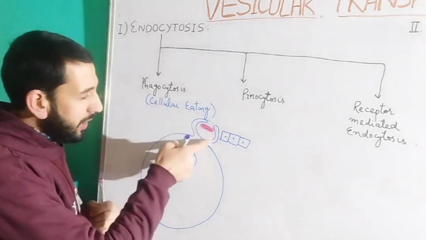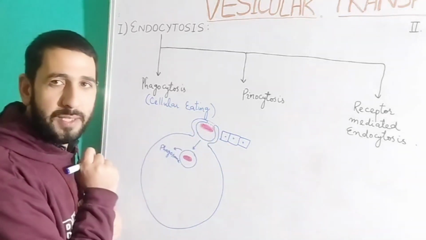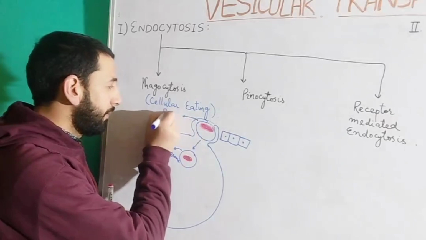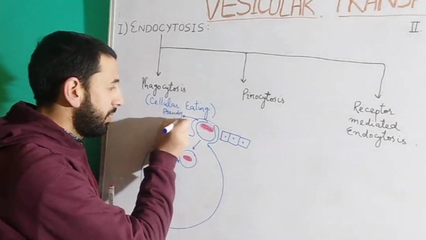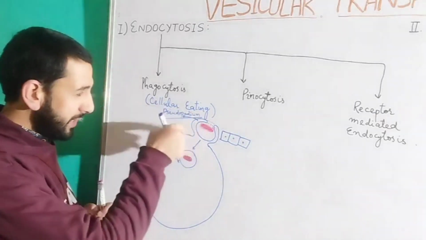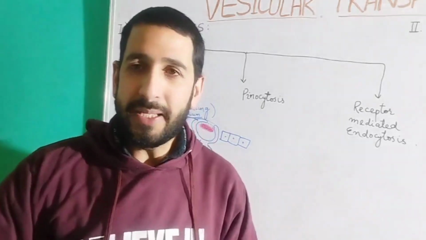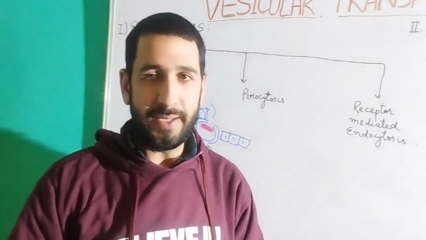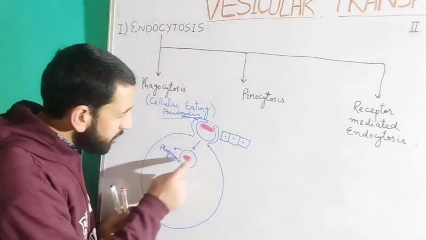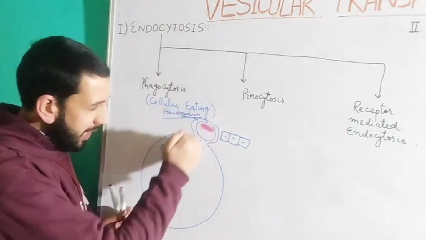phagosome. Now, these arms, these structures which are made in the membrane of the neutrophils, are called pseudopodium. Right. So this pseudopodium is done by the microfilaments which are present in the neutrophils, that is, the actin filaments. Now, this phagosome, once we are taking it inside, we have taken the bacteria into the cell.